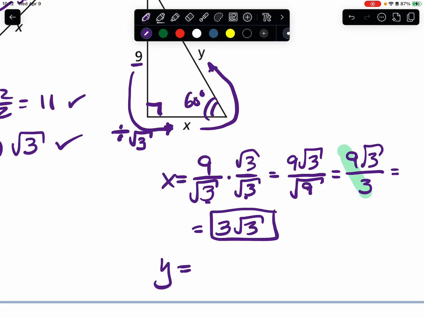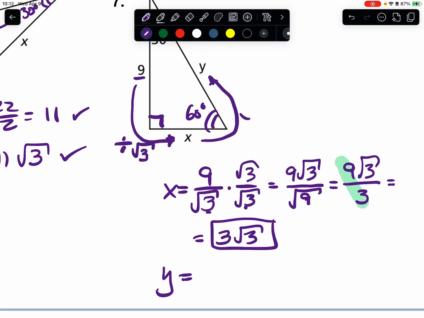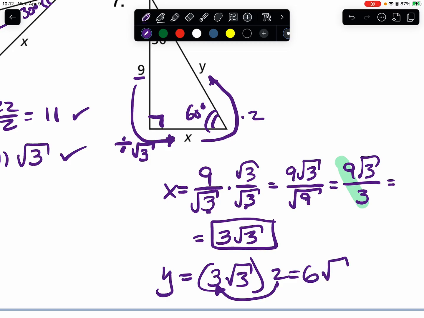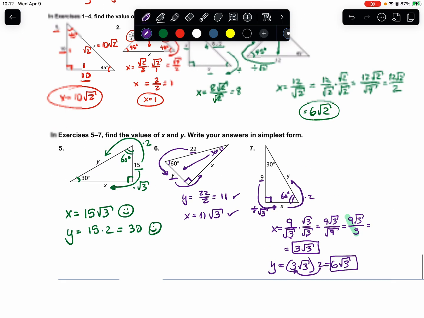Y is a little bit easier now, because again, we're going to multiply by 2. So we take 3 radical 3 times 2. And when you multiply that, again, only combine the things that are on the outside with the outside. So 6 radical 3 is my y value.